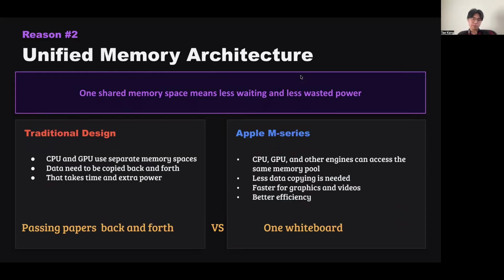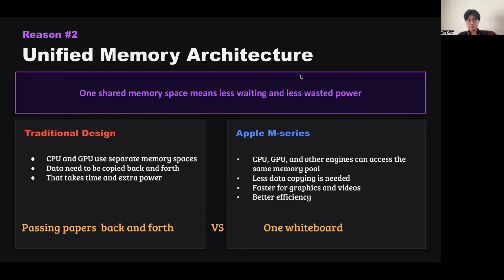Reason number two why Apple M series are special is unified memory architecture. Unified memory architecture means one shared memory space, and then there is less waiting and less wasted power. In traditional design, CPU and GPU use separate memory spaces. Because they're separate, data has to be copied back and forth, and that takes a lot of time and extra power. Think of it as passing paper back and forth.